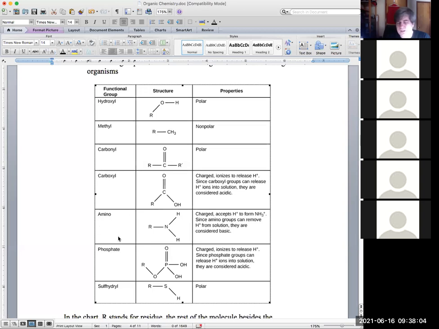There's also something called the amino group. Now, nitrogen makes 3 bonds. So an amino group is a nitrogen with 2 hydrogens, and then the third bond is to R. Notice we've always got an R in here. And in water, nitrogen can pick up another hydrogen and have a positive charge. And the amino group is basic. So later we'll talk about acids and bases. But here are some examples of some functional groups that are going to make organic molecules acidic or basic.